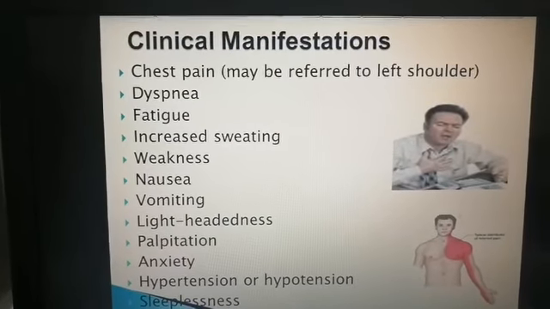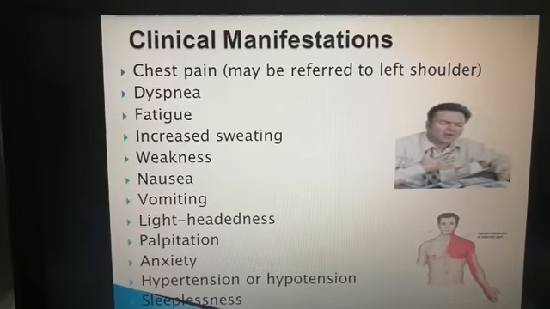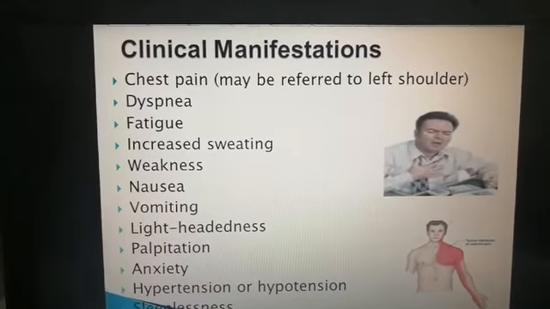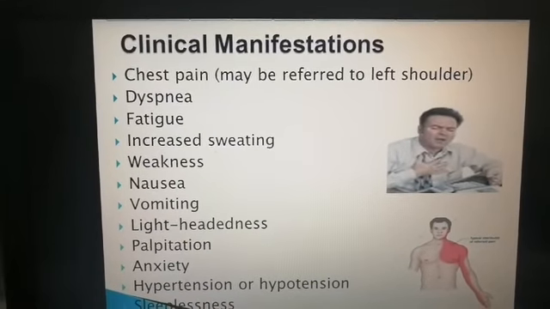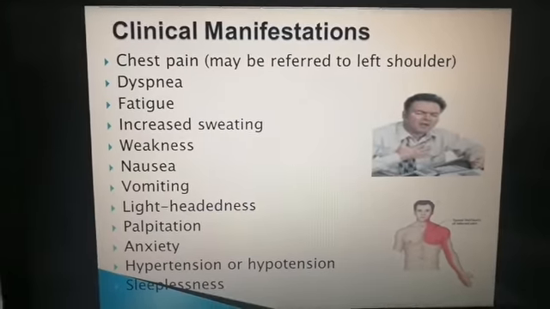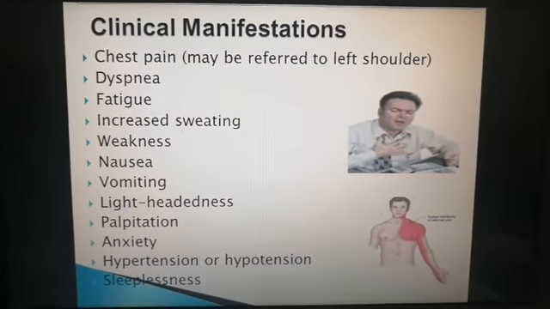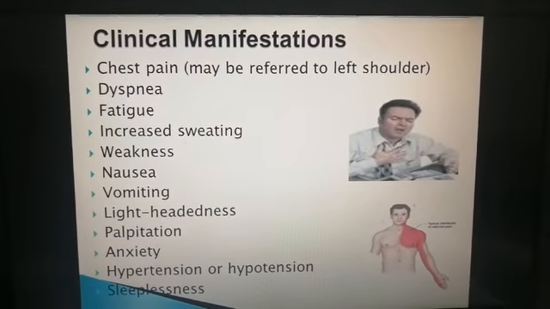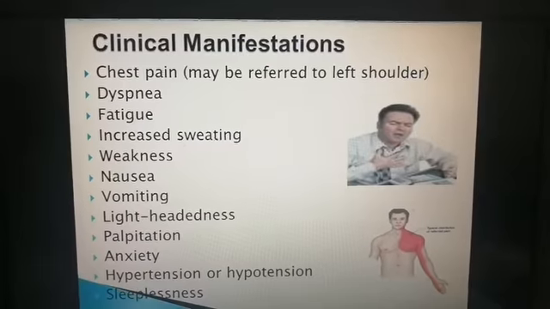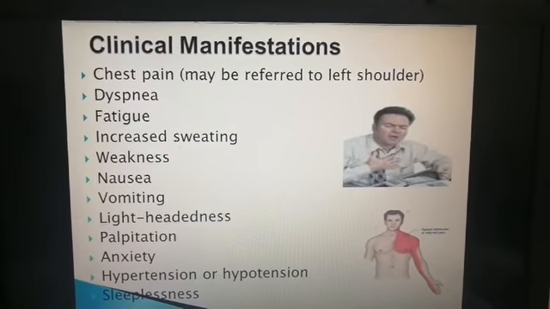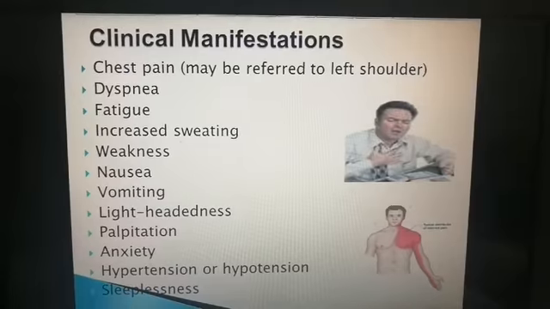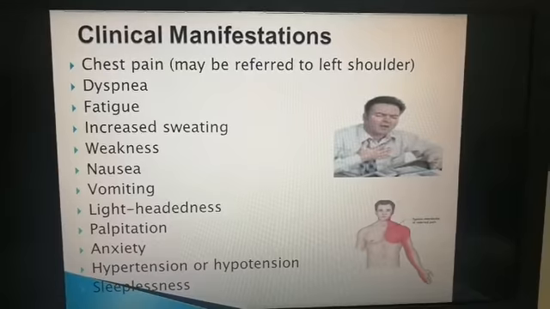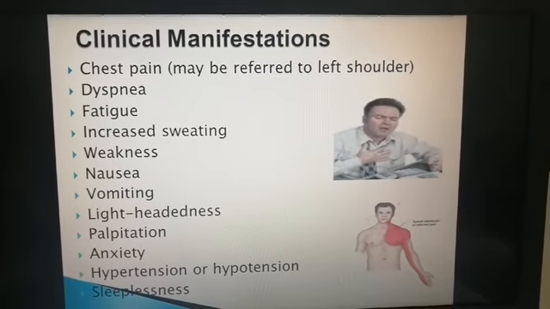These are the clinical manifestations: chest pain, dyspnea, fatigue, increased respiratory rate due to difficulty in breathing, increased sweating, weakness, nausea, vomiting, lightheadedness, palpitations, anxiety, hypertension, or there may be hypotension, sleeplessness, and the chest pain may be referred to the left shoulder. Why is pain referred to the left shoulder? Because of the same dermatome.